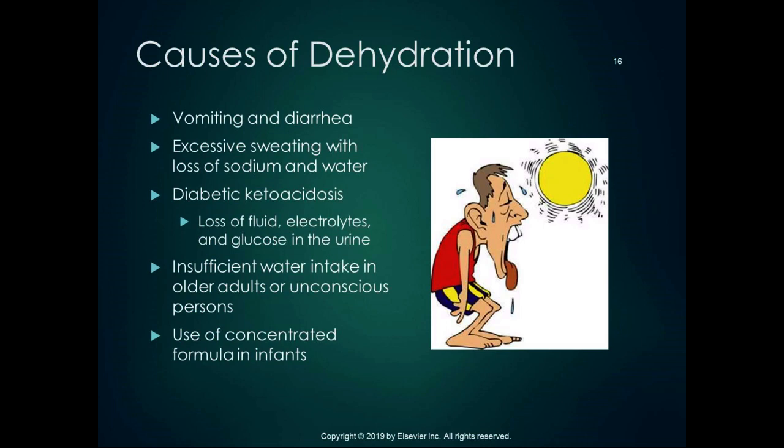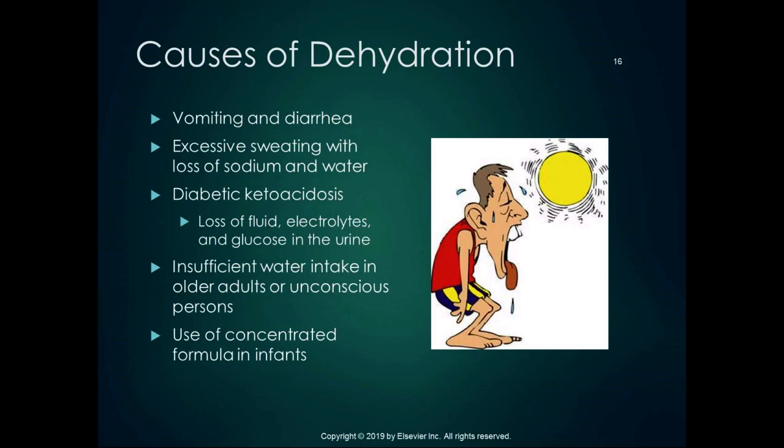Excessive sweating with loss of sodium and water. So like this guy in the picture, he's out there running in the hot, hot sun, and he's losing sodium and water, and he could be getting dehydrated. Diabetic ketoacidosis can cause loss of fluids, electrolytes, and glucose in the urine. So we're losing all that stuff through our urine.